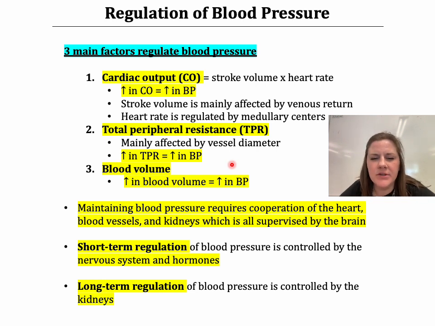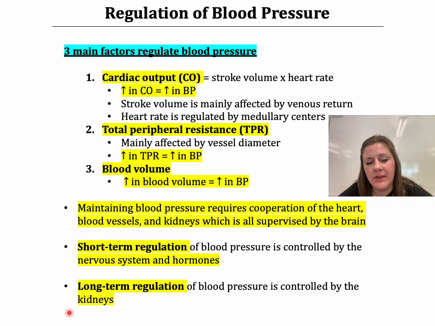The biggest factor there is going to be blood vessel diameter, regulating the blood pressure. And then, of course, blood volume. That's a simple one to understand because the more volume you have, the more pressure you're going to have. So level of hydration plays a huge role with that. But all of these things are going to be regulated by the heart themselves, the blood vessels, and the kidneys, which is all supervised by the brain. So there's a lot of input here controlling that.